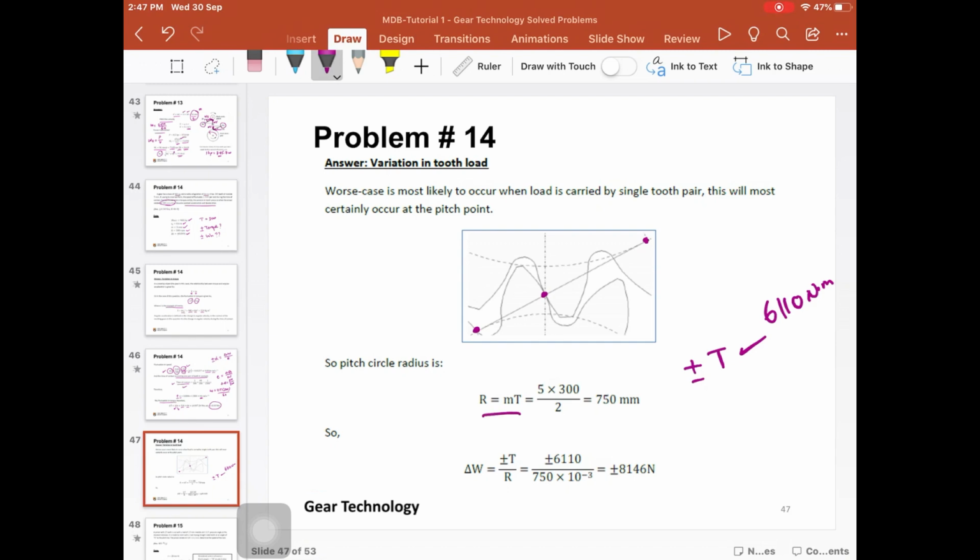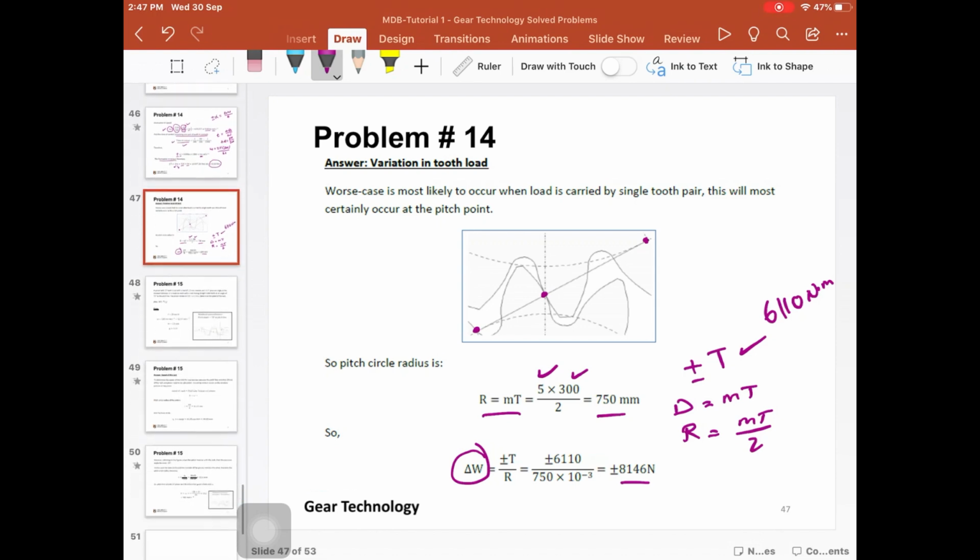In order to find that, we need to calculate the radius of the gear. The module is given as 5 and the number of teeth is given as 300. This is divided by 2 because D is equal to M times T. So if you were to calculate R, it's MT divided by 2. This is 750. So the fluctuation in the tangential component is plus or minus the torque divided by R, and this gives us this value here.